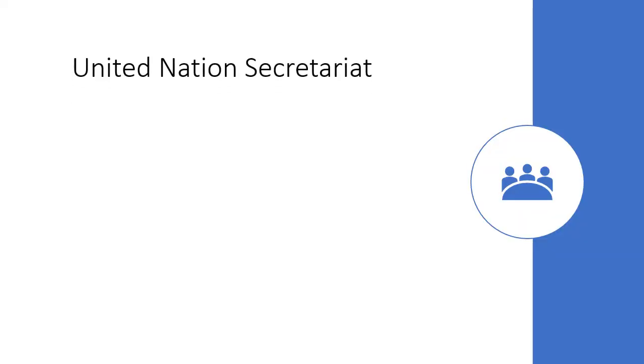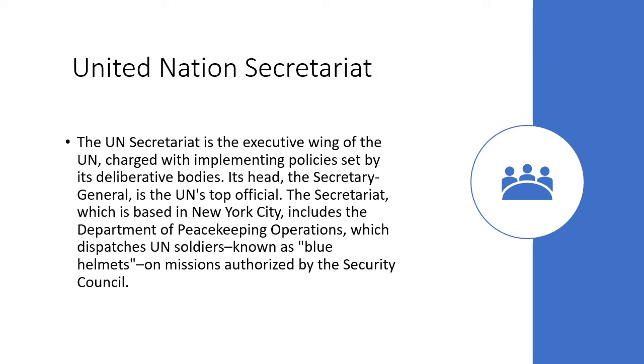United Nations Secretariat. The UN Secretariat is the executive wing of the UN, charged with implementing policy set by its deliberative bodies. Its head, the Secretary General, is the UN's top official. The Secretariat, which is based in New York City, includes the Department of Peacekeeping Operations, which dispatches the UN soldiers known as the Blue Helmets on missions authorized by the Security Council.